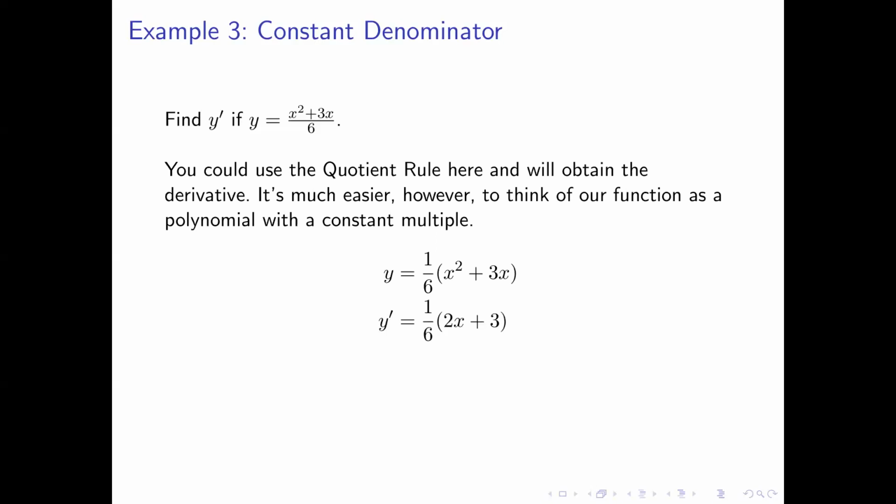The derivative of x squared plus 3x is 2x plus 3. That's getting multiplied by 1/6. And if we distribute 1/6, we get 1/3 x plus 1/2. That's the derivative of the function we started with. And finding it that way is much easier than using the quotient rule and its fairly complicated formula.